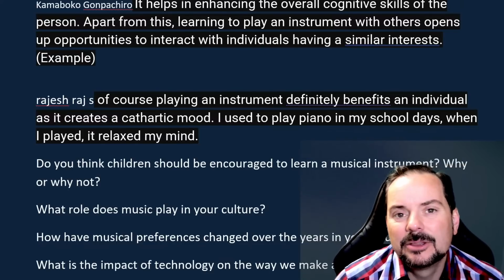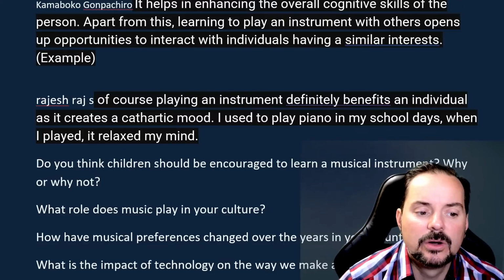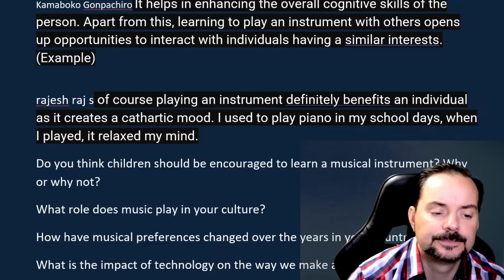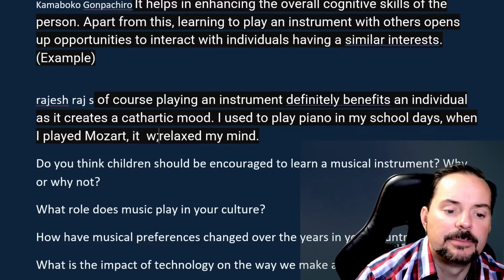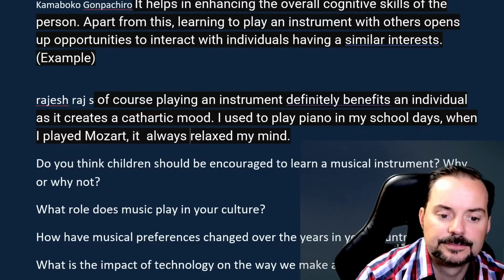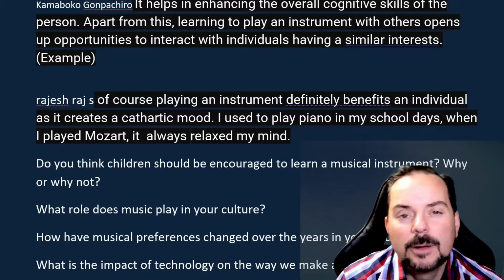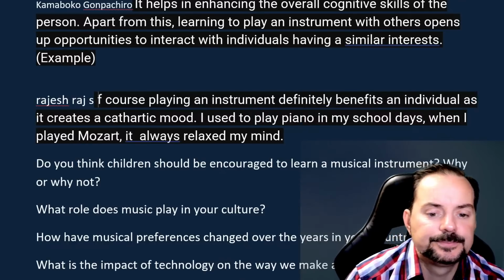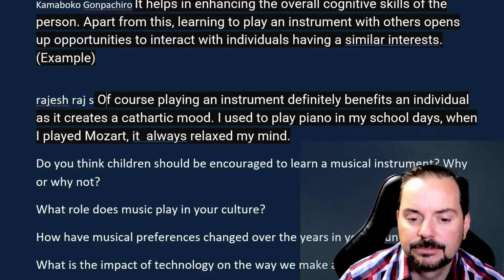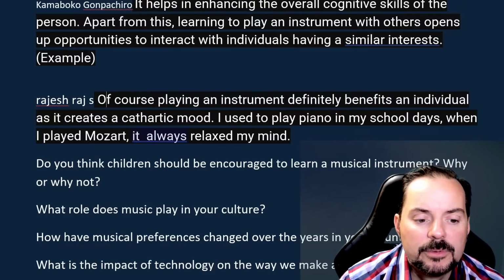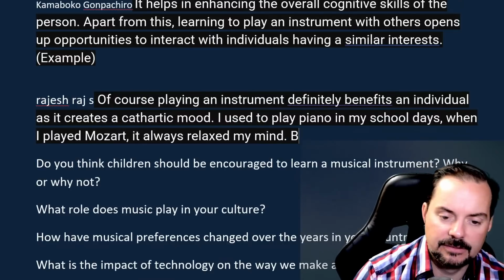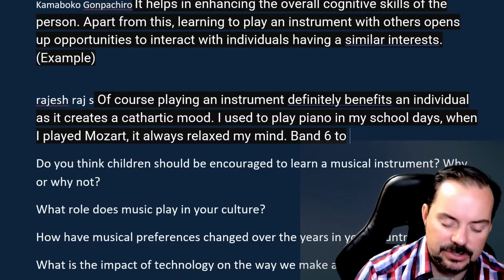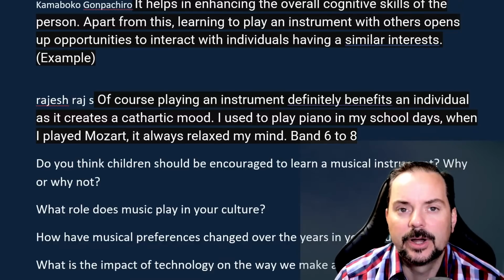Yeah, okay, and again, a little bit more specific, right? So when I played Mozart, it always relaxed my mind. Okay, so a couple of corrections there, Rajesh. Pay attention, okay? That's how we go from a band 6 to at least a band 8 for this, okay? Band 6 to 8, there, all right?